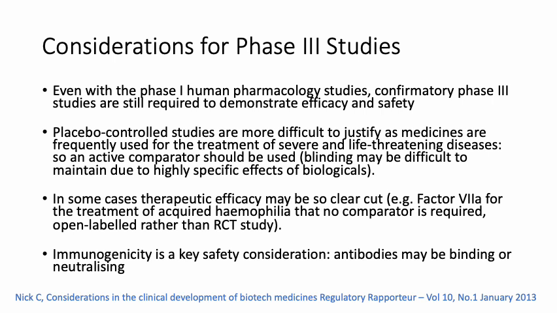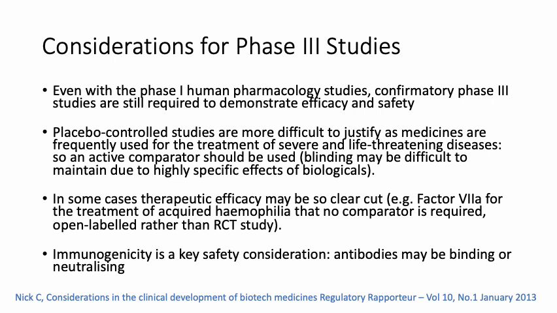For phase 3 studies, even with the phase 1 human pharmacology studies, confirmatory phase 3 studies are still required to demonstrate efficacy and safety. Placebo-controlled studies are more difficult to justify as these medicines are frequently used for the treatment of severe and life-threatening diseases, so an active comparator should be used. And again, blinding may be difficult to maintain due to the highly specific actions of biologicals.